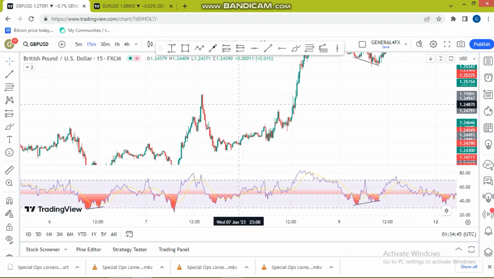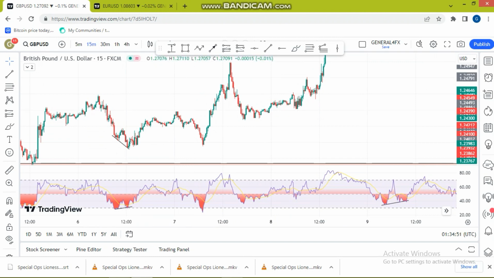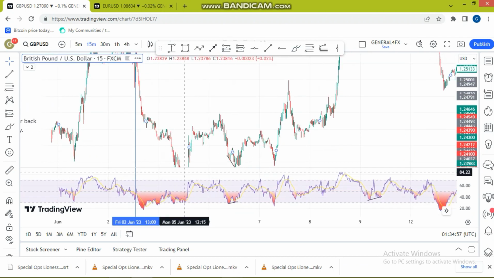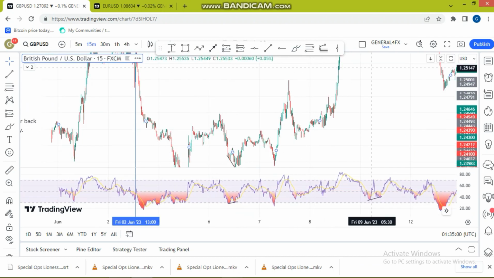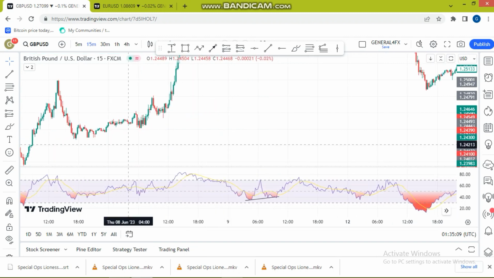Now, if you look at this, allow me to zoom out, you'll see that starting from this point here, this is a bullish market. Therefore, I'm looking for regular bullish divergence.